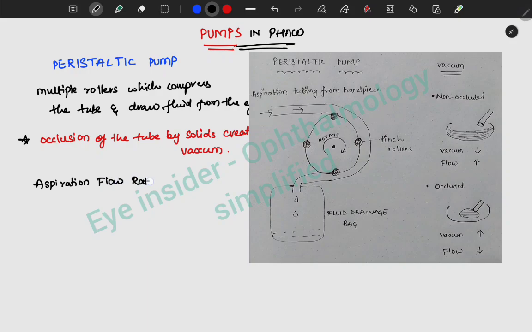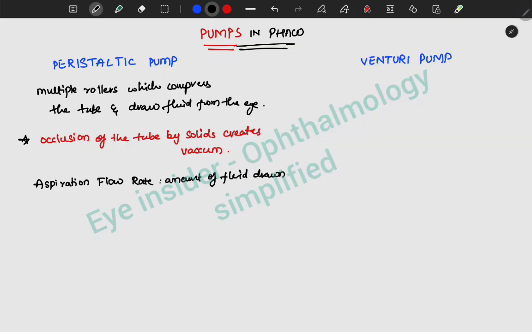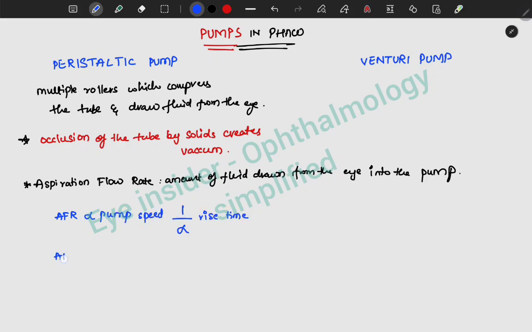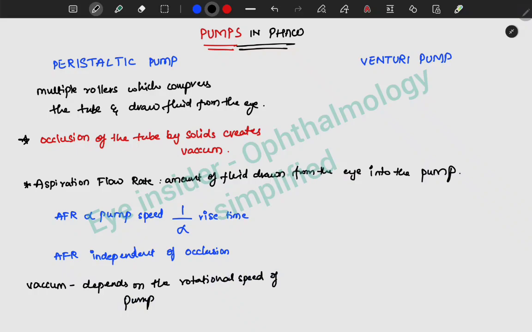And aspiration flow rate is the amount of fluid which is drawn from the eye into the pump. So aspiration flow rate is proportional to pump speed in a peristaltic pump, which is inversely proportional to rise time. So AFR is independent of occlusion, and the vacuum depends upon the rotational speed of the pump.